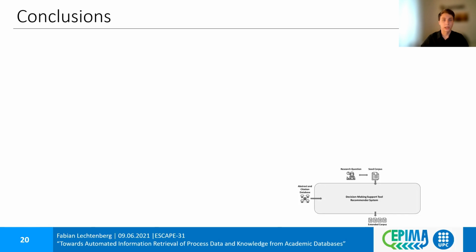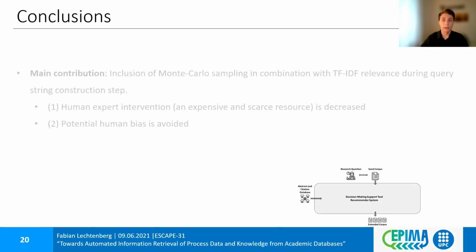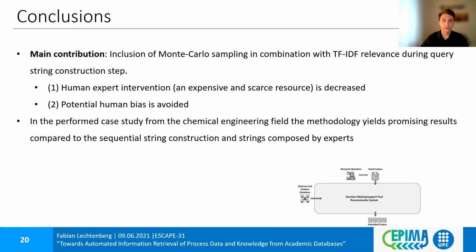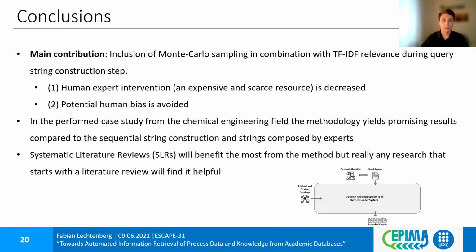The main contribution of this work is the inclusion of Monte Carlo sampling in combination with TF-IDF relevance during the query construction step. This led to 2 desirable outcomes. First, human expert intervention, an expensive and scarce resource, is decreased, and second, potential human bias is avoided. In the performed case study from the chemical engineering field, the methodology yields promising results compared to the sequential string construction and strings composed by experts. The field of systematic literature reviews will benefit most from the method, but really any research that starts with a literature review will find it helpful.